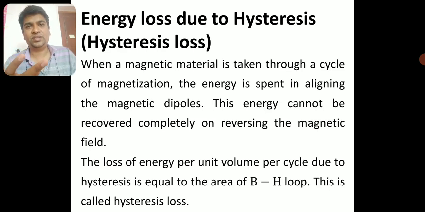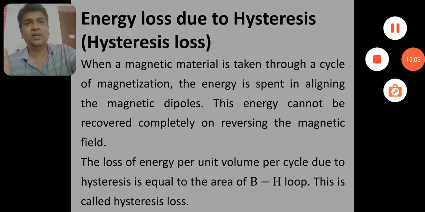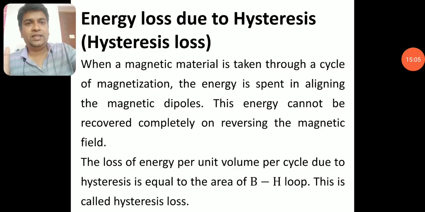After understanding this hysteresis curve with the help of that clear diagram, we'll go to the energy loss due to hysteresis. Now we'll see what energy is actually lost in retracing one complete curve. When a magnetic material is taken through a cycle of magnetization, meaning one complete loop, energy is spent in aligning the magnetic dipoles, and this energy cannot be recovered completely on reversing the magnetic field. As you have seen in the diagram, you cannot recover the energy completely even if you reverse the magnetic field. There is some loss here.